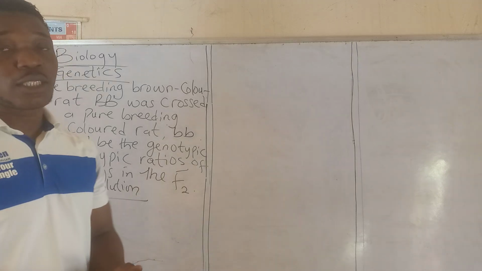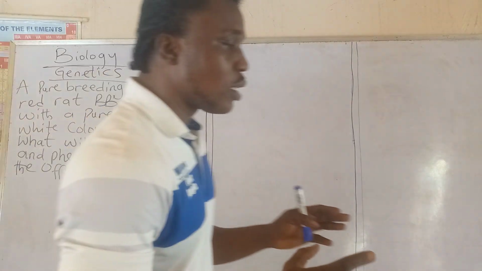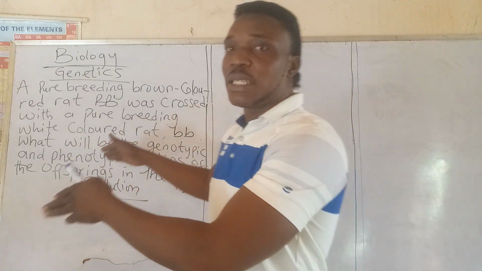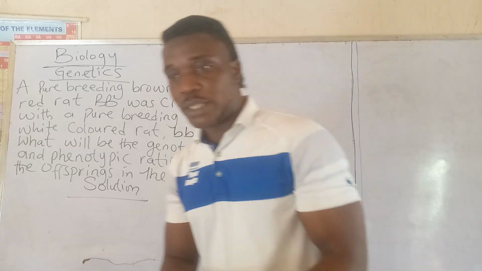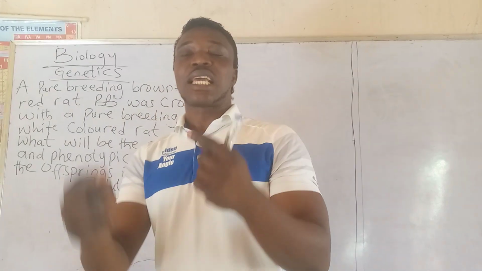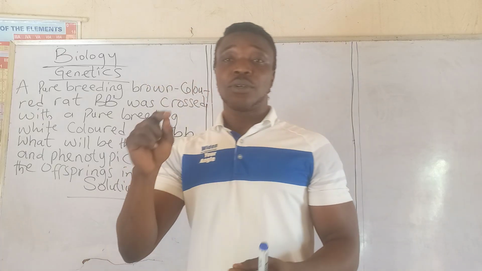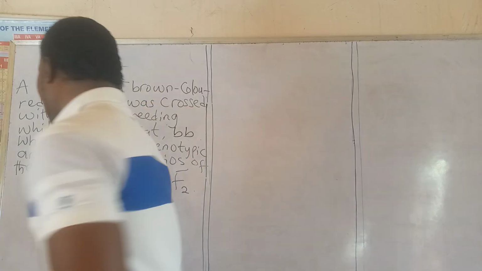This F2 here stands for filial. Let's do this now. For you to get this question correctly, you must draw the genetic diagrams. It is from this diagram of the first filial generation and the second filial generation that you'll be able to get both the genotypic ratio and the phenotypic ratio. So let's do it now.